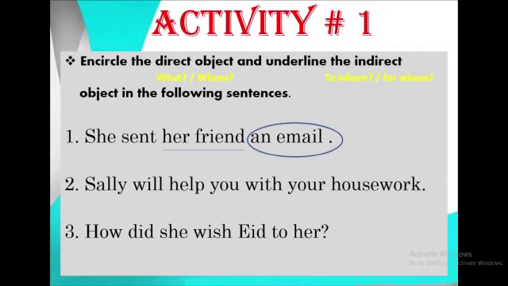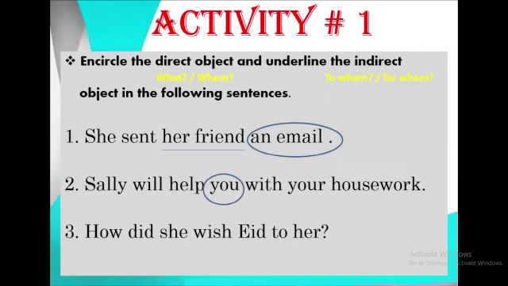Sentence 2. Sally will help you with your housework. So help here is verb and there is you after that. So what is you? Sally help whom? Sally help you. So you is a direct object.